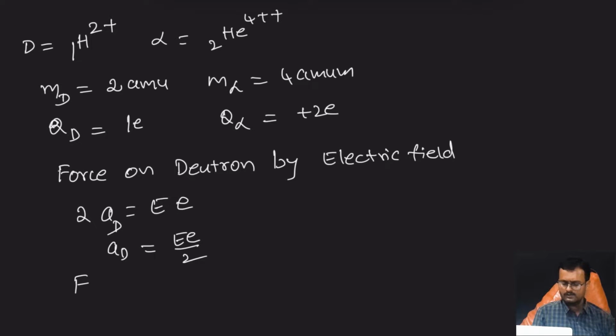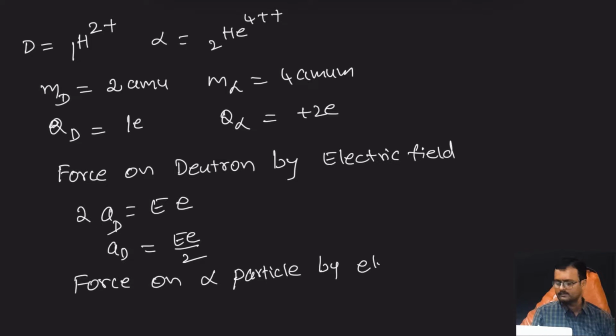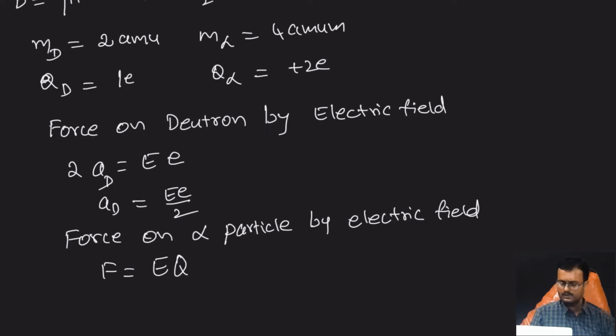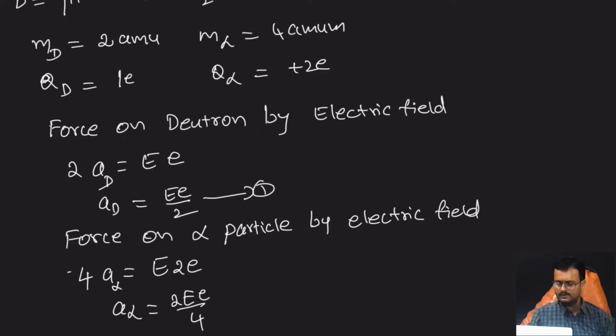Now force on alpha particle by electric field. F is equal to Eq. Charge of alpha particle is 2e. F is equal to ma. Mass of alpha particle is 4 amu. Acceleration of alpha particle is a alpha. So a alpha is equal to 2Ee by 4. See here, this is equation 1, equation 2.